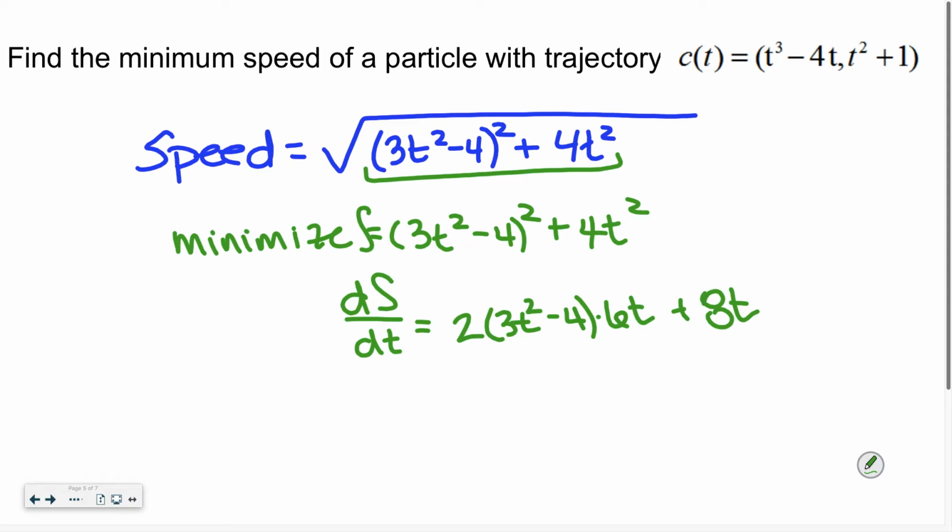We're minimizing. We need to know where this is. So we kind of have to get this all figured out. This is like 12t that we need to distribute through, right? So we have 36t cubed minus 24t plus 8t cubed. No, it's 48. Yes. Yeah, I did 6 times 4.